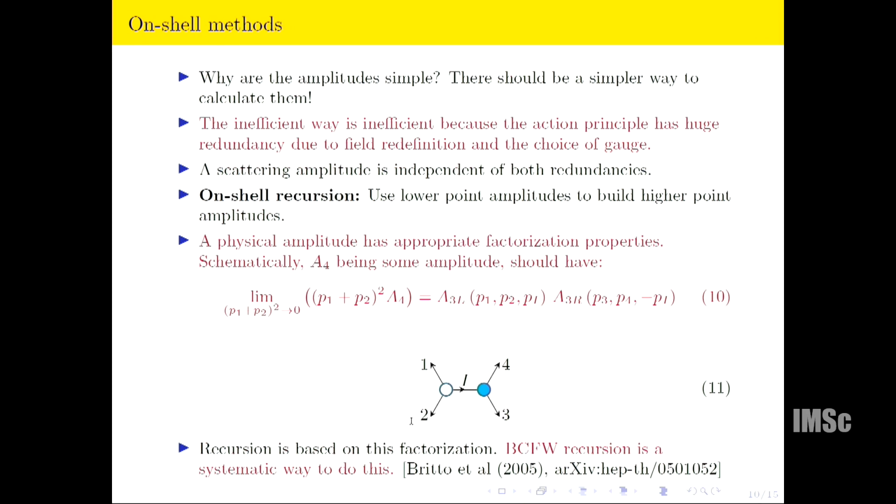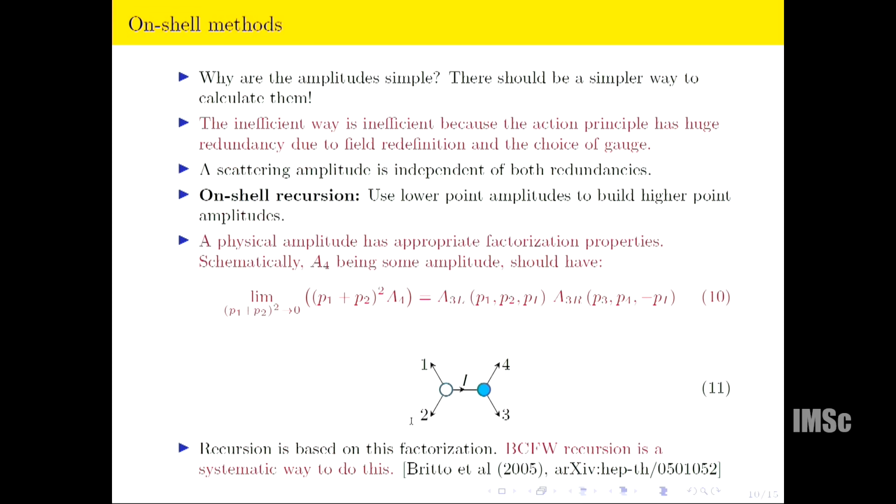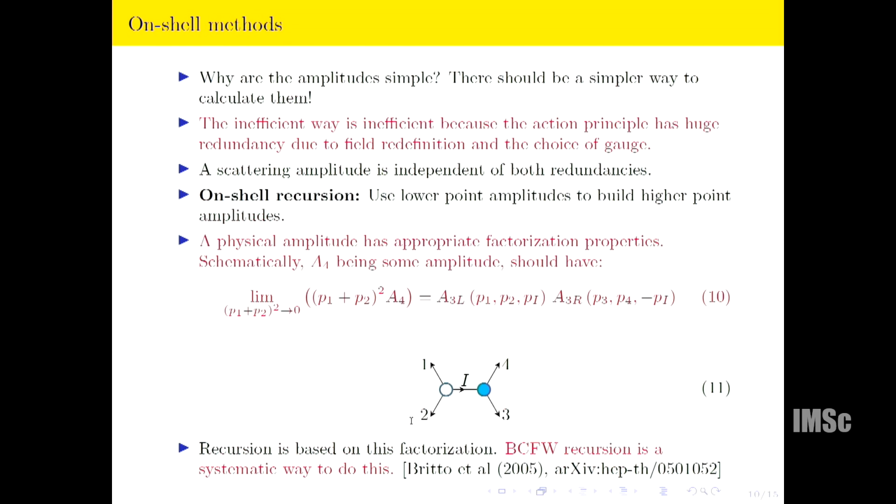Okay, so why are the amplitudes simple, and there should be a simpler way to actually calculate them. So the inefficient way is inefficient because the action principle has redundancy due to field redefinition and the choice of gauge and so on. But a scattering amplitude is independent of all of them.